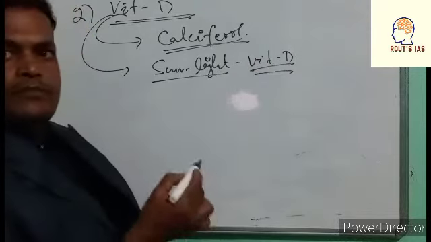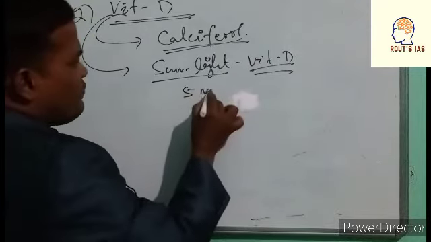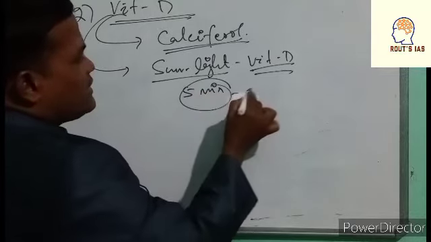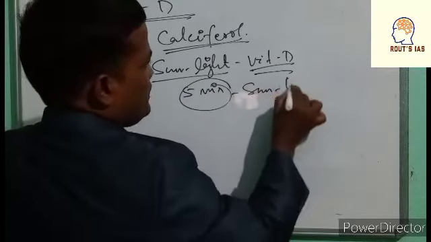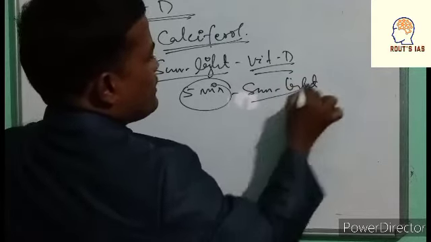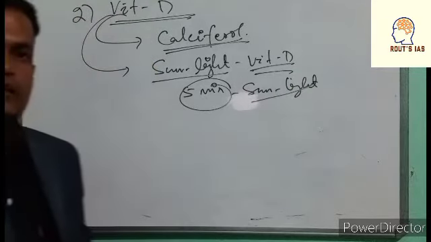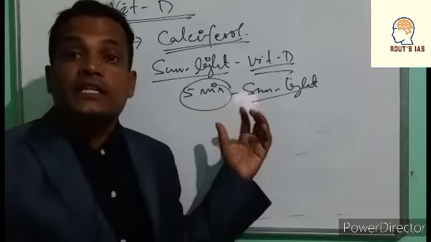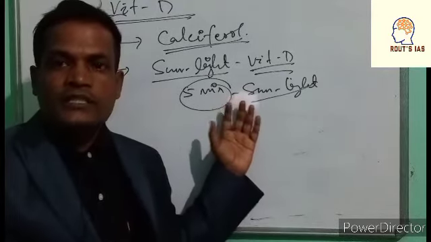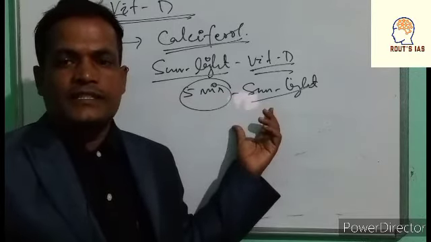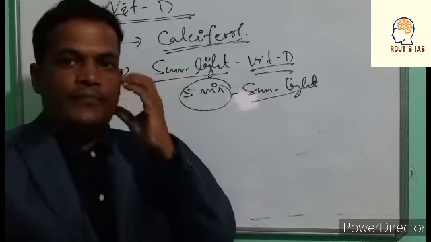With even 5 minutes of standing in sunlight, you can synthesize the required amount of vitamin D, that is calciferol. So it is the only vitamin which we can get not only from food substances but also from non-living things, just like your sunlight.